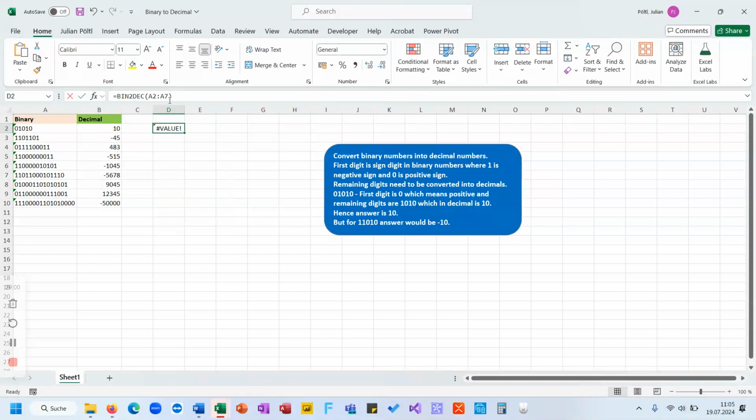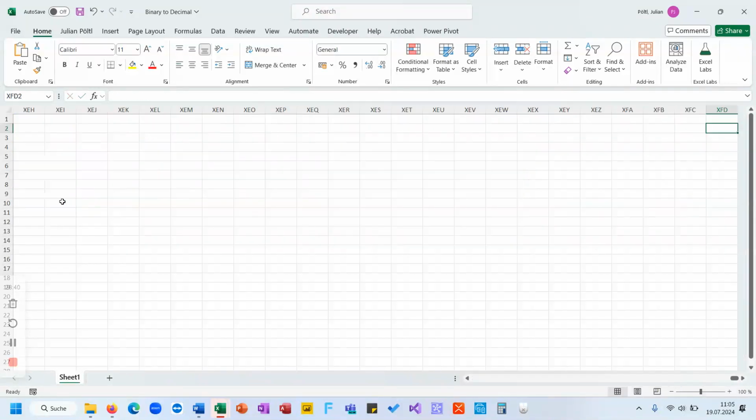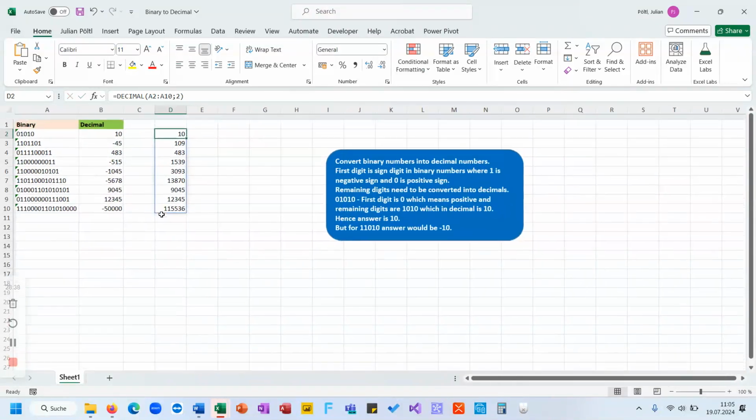and this function can convert binary into decimal, although with some length that BIN2DEC has a problem, and therefore we need to use the DECIMAL function with the base 2, and this will give our number.